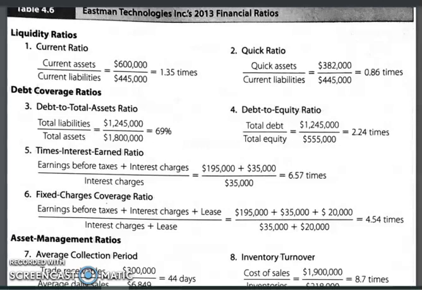Hi everyone. Let's have a look at Eastman Technologies, their 2013 financial ratios. You can actually follow along in the textbook. As you know, on page 132, we have the statement of financial position for Eastman Technologies. And on 133, we have their statement of income. And then on page 135, it starts walking you through all of the ratios for Eastman Technologies.